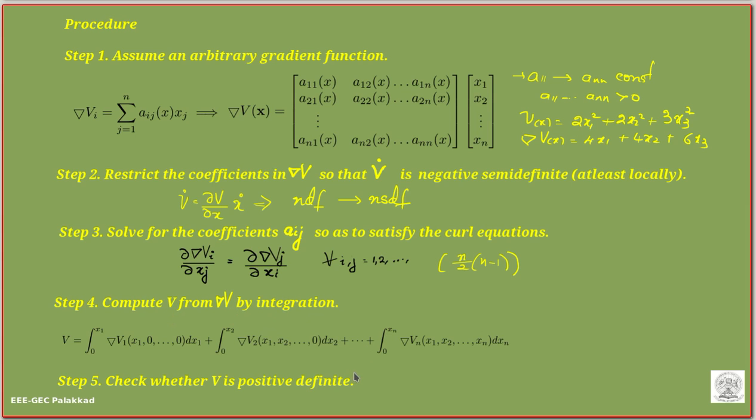And what is the last thing we have to do? We have to check whether V is positive definite. Once we get V dot as negative definite and V as positive definite, then we can directly say that the system is asymptotically stable. That means step 2 and step 5 are very important. Now we will go and see a problem here. Once you do the problem, I think it will be easier for you to understand more clearly.